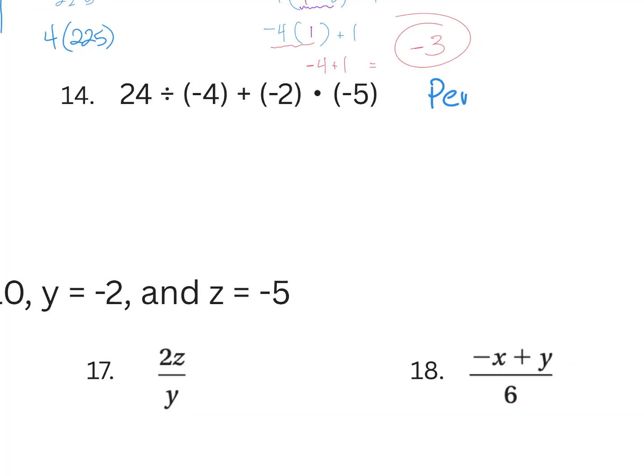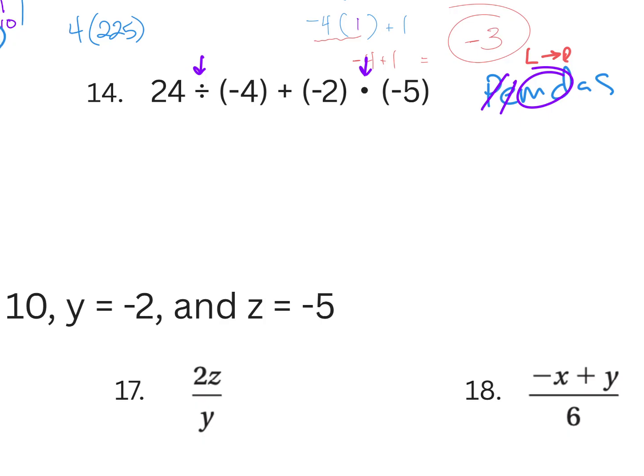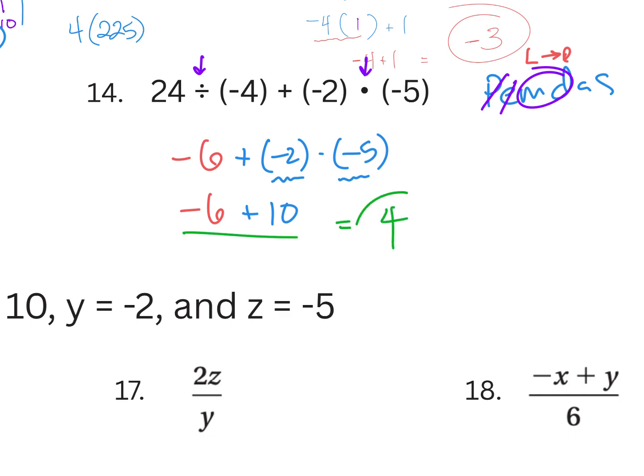Let's write PEMDAS again, just to help have that visual reminder. No parentheses, no exponents. We have multiplying and dividing. Here's dividing, here's multiplying. So let's do dividing first, because we're going left to right. 24 divided by negative 4 is negative 6 plus negative 2 times negative 5. Negative 6 doesn't change, but negative 2 times negative 5 is positive 10. So negative 6 plus 10 is 4.